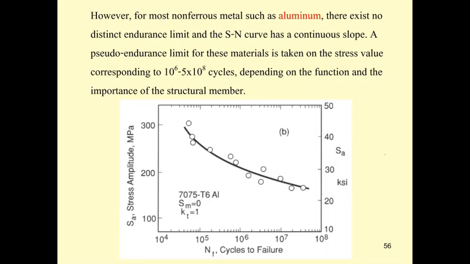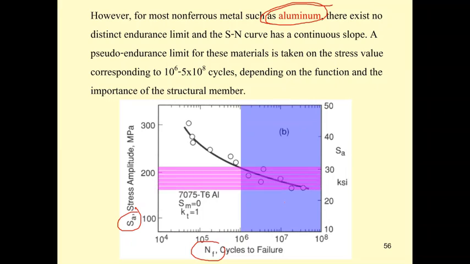Also, some materials such as aluminum have a special SN curve in which no endurance limit shows up. So with this kind of material, you have to consider your structure carefully.